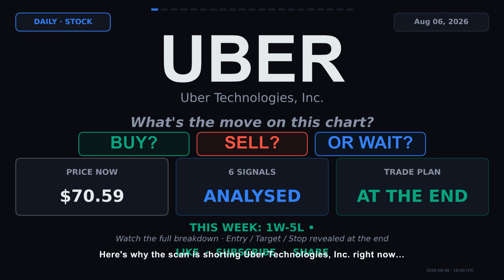Here's why the scan is shorting Uber Technologies Inc. right now. The exact levels come at the end. Judge the evidence yourself first.